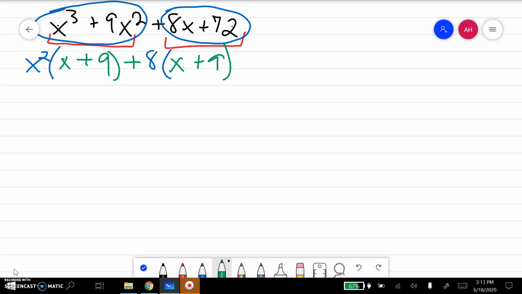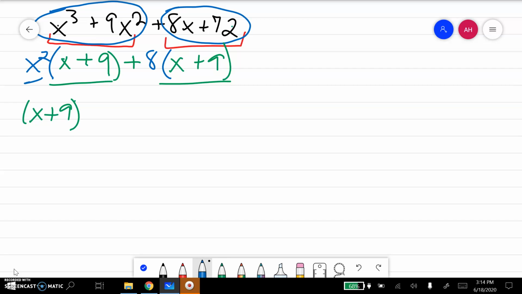Okay. Now what you should notice about grouping, and what should always happen, is that what's in parentheses is the same. Those are both x plus 9. If that doesn't happen, then you did something wrong. So it's both x plus 9. So what we do is think about taking that out because they have that in common. Okay. So we took the x plus 9 out of both of them, just like we would a GCF.